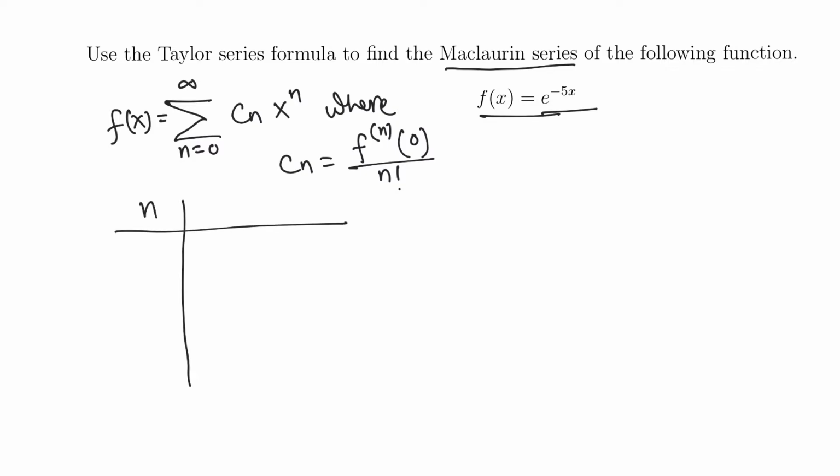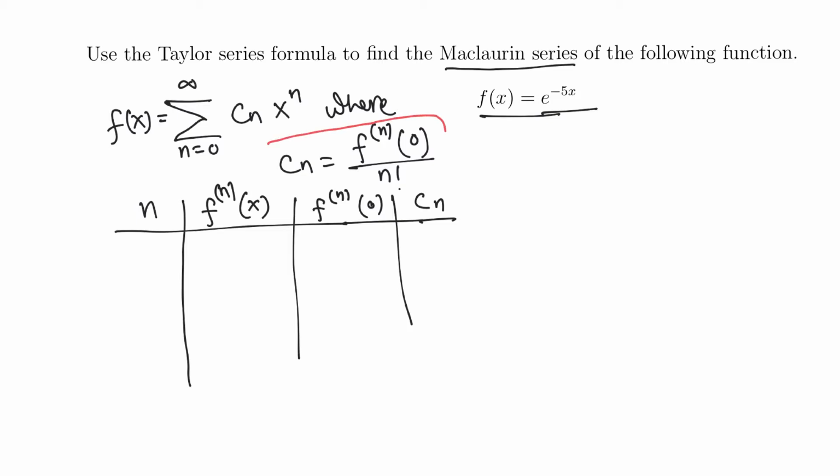So for n, we have the nth derivative of the function, then we evaluate the nth derivative at the center 0, then we can find the corresponding constants Cn. Okay, and by the way, Cn is given by this formula, the nth derivative at 0 divided by n factorial.